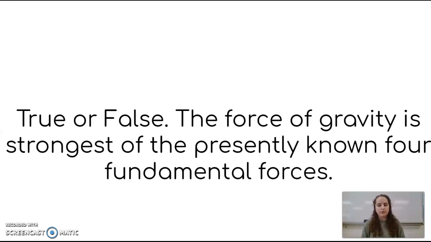So true or false, the force of gravity is the strongest of the presently known four fundamental forces, and this is false. It's actually a pretty weak force, like we saw in class today with the magnets.